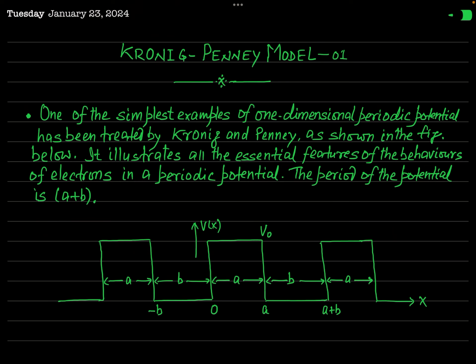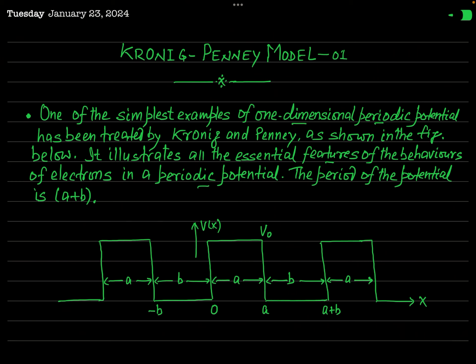This KP model is the simplest example of a one-dimensional periodic potential, and it was treated by Kronig and Penney. This potential is shown in this figure, and we will discuss how it varies. In fact, the KP model illustrates all the essential features of the behavior of electrons in a periodic potential.